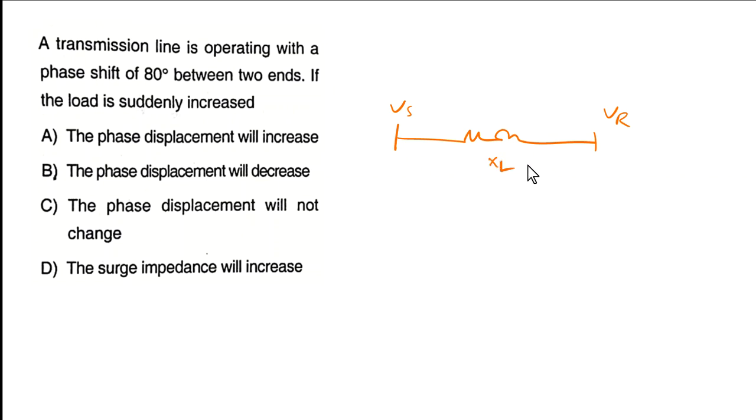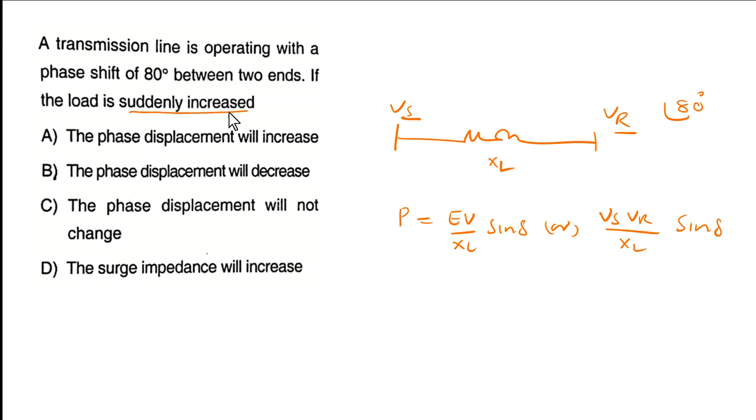Okay, if you have transmission line XL here, so general formula is P is equal to EV by XL into sine delta, or we can call it as Vs Vr by XL into sine delta here. Now what is happening is, the angle between the supply voltage and the receiving end voltage is already having 80 degrees here. Okay, now suddenly the load is increased here. So when the load is increased, to cope up with the load, the delta value has to be increased. That means the phase displacement will increase here. So answer is A for this question here.